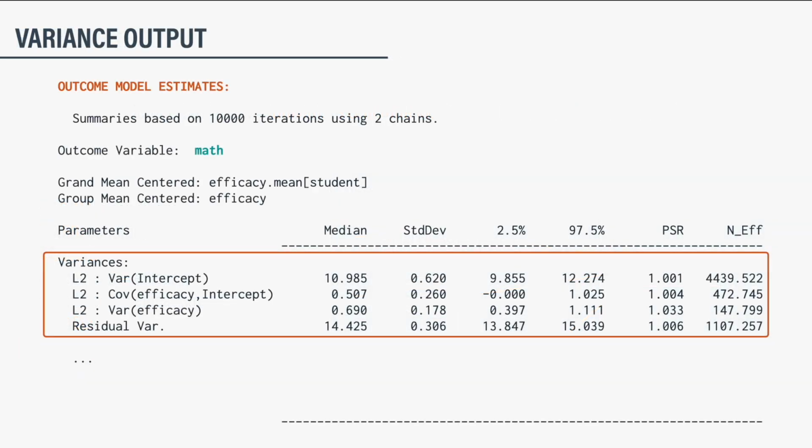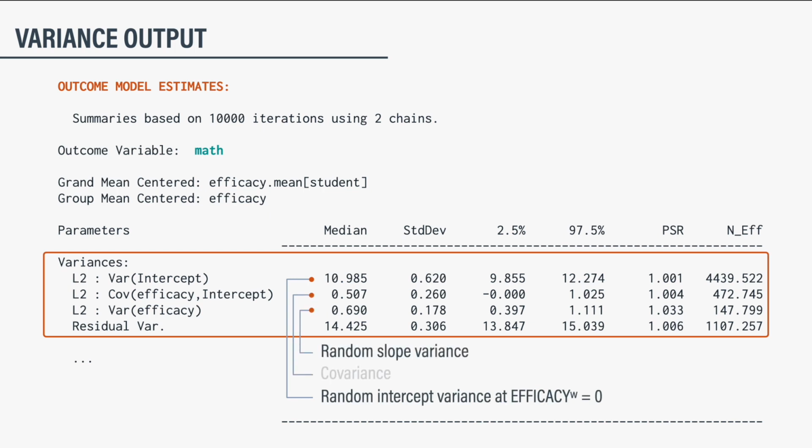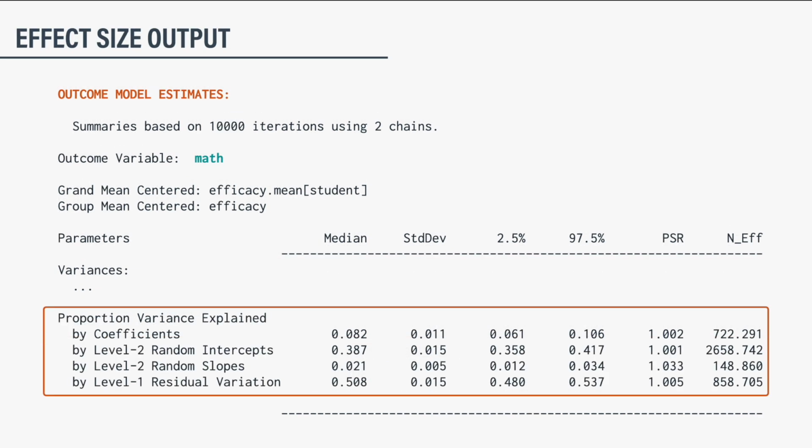With random coefficients, the variance section of the output table now expands to include a summary for the random intercept variance, the random slope variance, and the covariance between the random intercepts and slopes. The R-square table also expands to include an entry for the random slope variation. The random slope variation accounts for about 2% of the total variation in math scores.